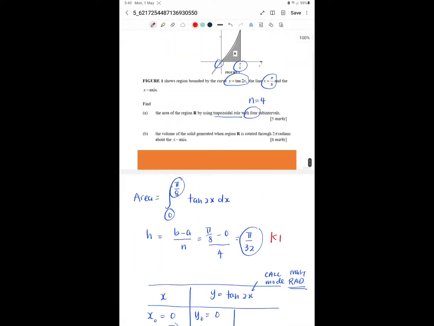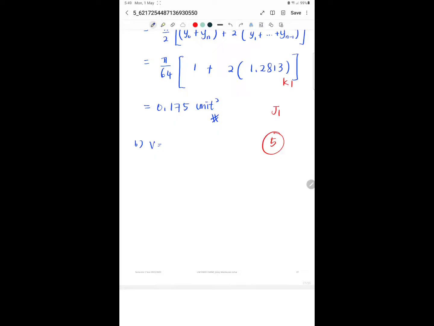Next question, we're going to find the volume rotated 2 pi radians about the x-axis. Now for volume we write pi, the limit still the same, 0 until pi over 8. For the function, make sure we write tangent 2x squared outside of the bracket. We cannot integrate tangent squared directly, so we substitute the trigo identity, secant square 2x minus 1, dx.